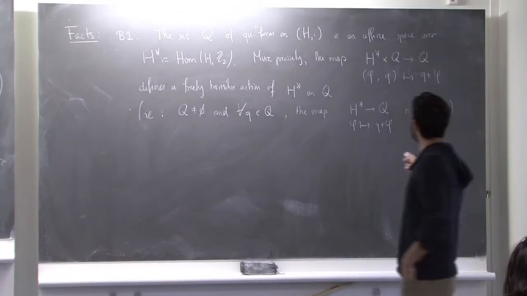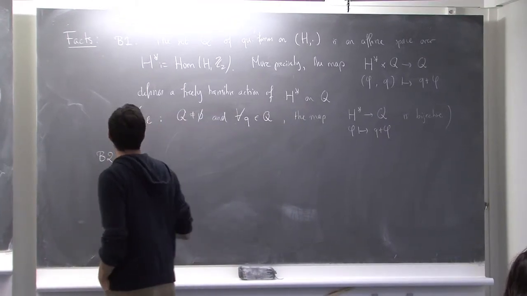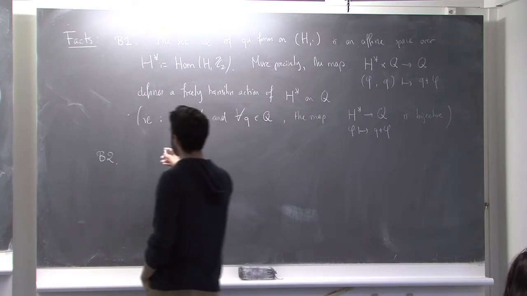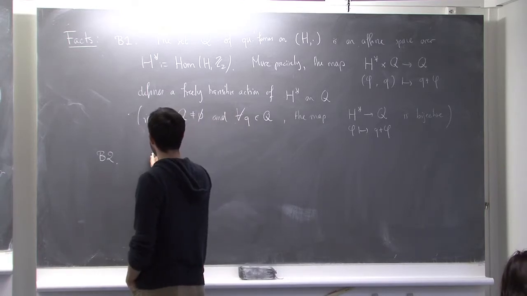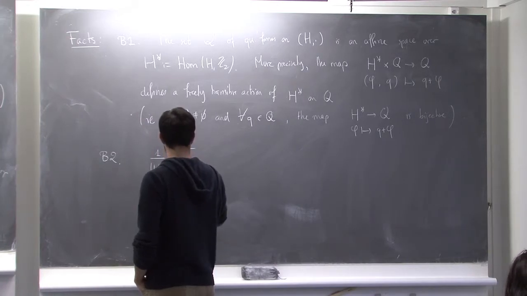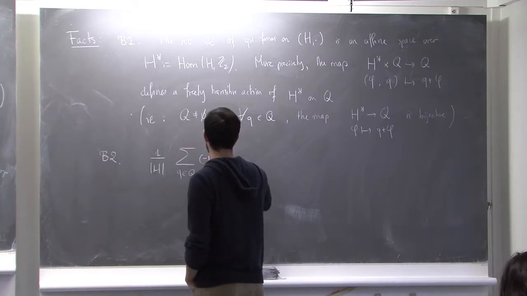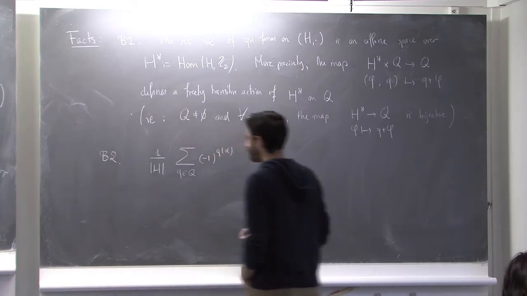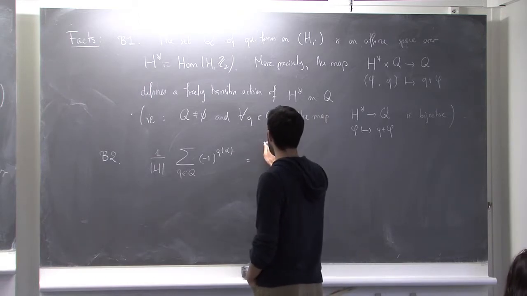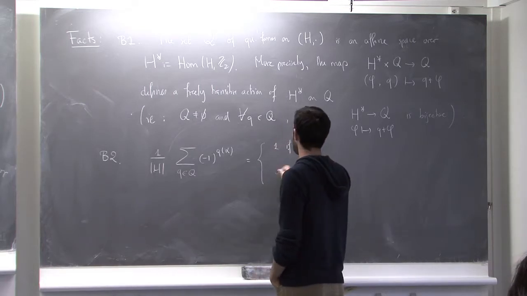So this is very easy. It's an exercise. And the second fact that follows from it immediately is that if you make the following sum, this will be equal to 1 if alpha is 0 and 0 else.